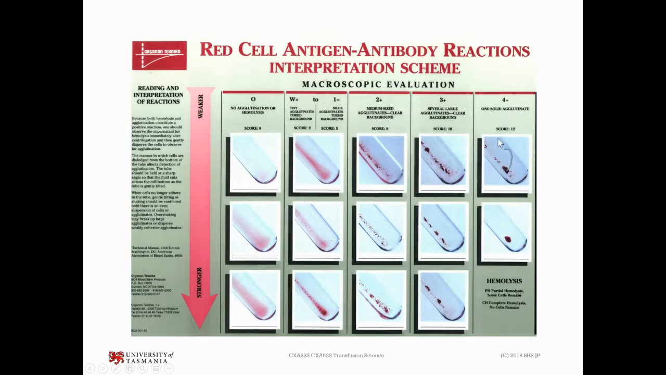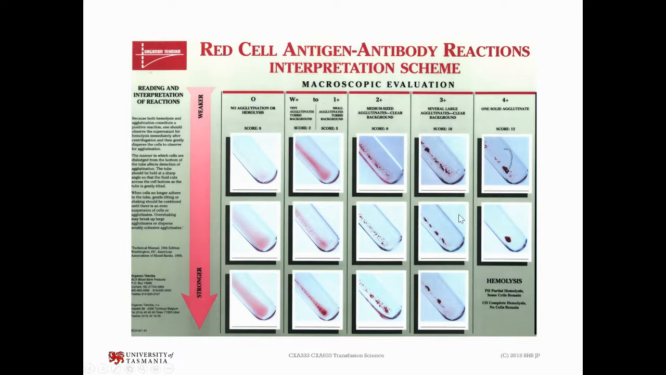Remember, there are two different scoring systems and you are expected to be able to use both. The reason there are two scoring systems is because with this scoring system here, we usually go 0, 5, 8, 10, 12. That's more used with tube technique, whereas the 0, weak, 1, 2, 3, 4 is used with the column agglutination technology, so with the automated techniques. So you do need to be conversant with both.